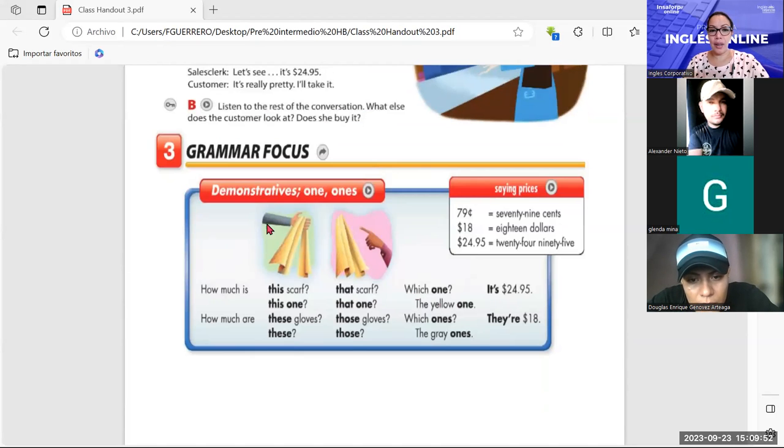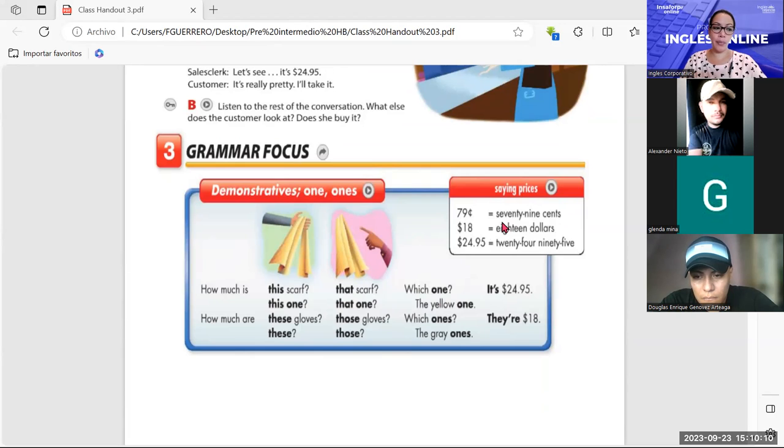Okay. So, in this, we're going to be discussing the demonstratives and how to say prices in English. As you can see here, to start with the prices, we're going to start from here. If you're talking about cents, we specify, okay?